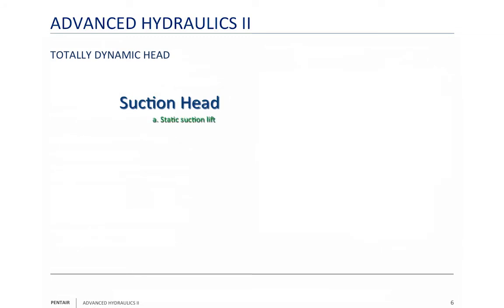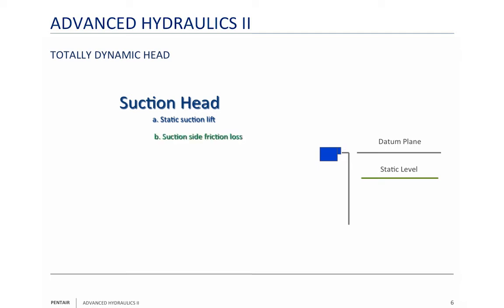It's made up of your suction head. Notice that it says suction head is made up of static suction lift. That's the vertical distance from the datum plane of the pump to the surface of the water. And I'm going to say the working surface of the water. Okay? It's made up of suction side friction loss. So in other words, how much friction loss is going to be caused by the size of the pipe that I'm using. And then, of course, drawdown.